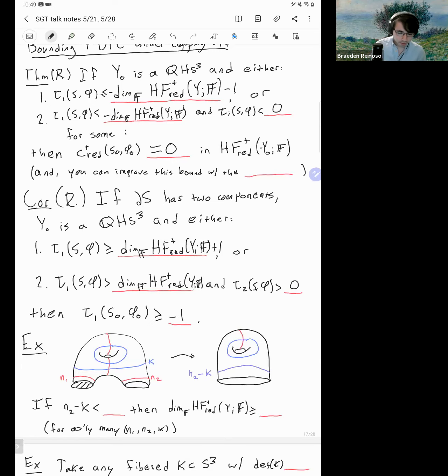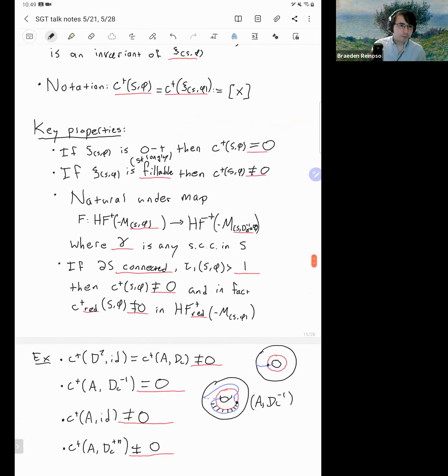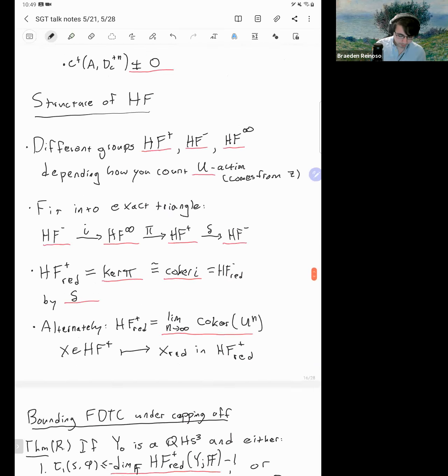And this follows from essentially this last property that we wrote down about the contact invariant. The point is that if you start with an open book decomposition with two binding components and you cap one of them off, then you get an open book with connected binding. And if your contact invariant were non-zero in reduced Floer homology, then if your fractional Dehn twist coefficient were less than -1, then taking the inverse would give you something with fractional Dehn twist coefficient greater than 1, which would tell you that you're non-zero in your reduced Floer homology. So that's how that follows from our theorem above.